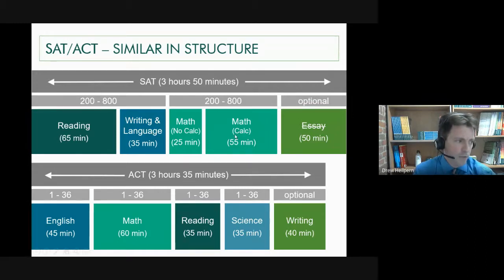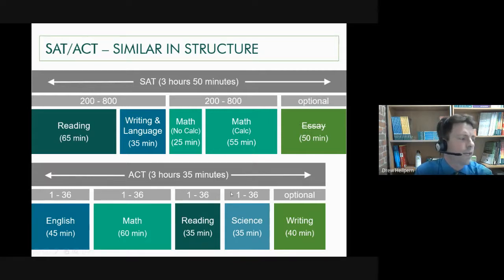Other notable difference on that SAT, you can see that optional essay also has a line through it. When the College Board announced that they were getting rid of subject tests, they also announced that they were getting rid of that essay. Same story. Colleges weren't looking at that essay score. They weren't using it. Just totally unclear as to kind of the value of that essay. So the College Board announced that they were getting rid of it.